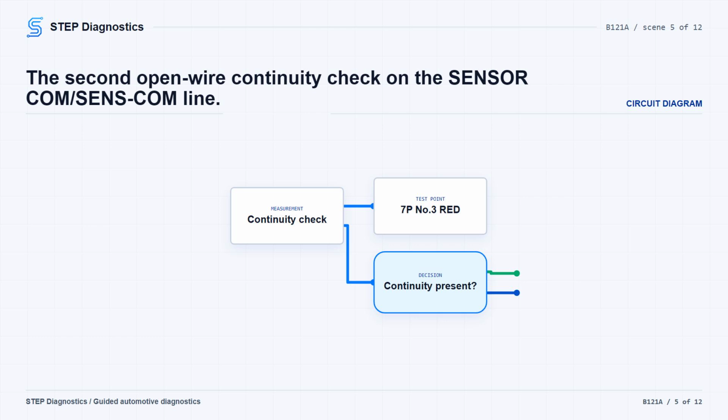Next, check the sensor COM/SenseCOM line between the climate control unit 32P connector No. 22 BLU and the mode control motor 7P connector No. 3 RED. Again, no continuity means repair the open between the climate control unit and the mode control motor. If continuity is present, continue to the short check.